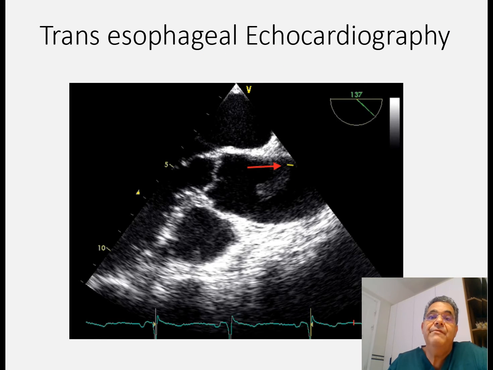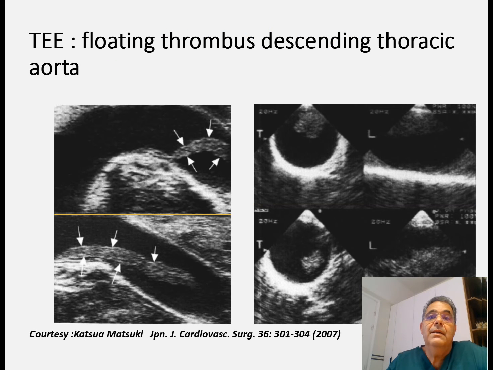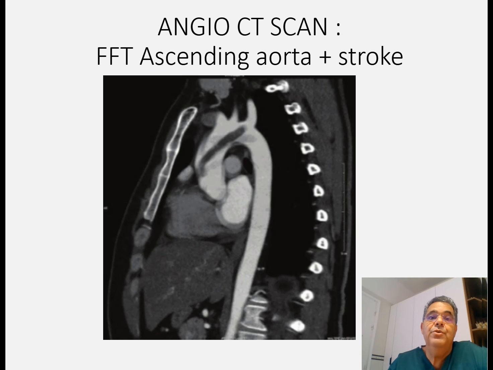Transesophageal echocardiography is a valid tool to evaluate the aorta, the supra-aortic trunks, and the pulmonary arteries. Like on this slide, you can see a potential embolic mass with a 1 millimeter base and high embolic potential. The mid and distal aortic arch is sometimes poorly visualized on TEE, so we have to use other specific procedures, and the angio-CT scan is the most important for this. As you can see on this slide, it's a very huge floating thrombus in the ascending aorta, and this patient had a stroke.